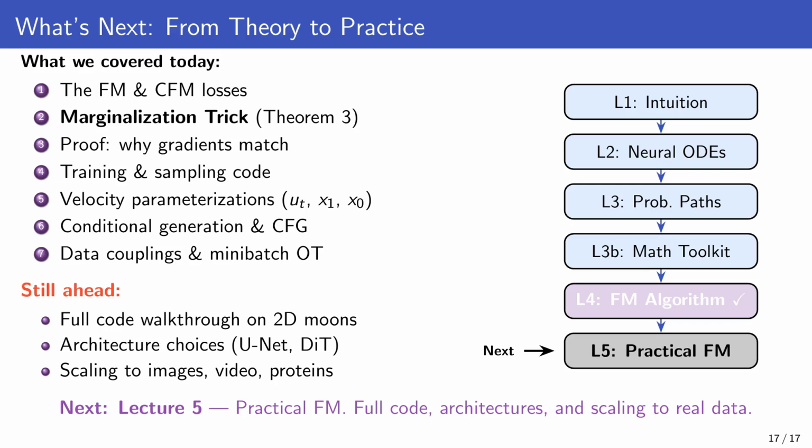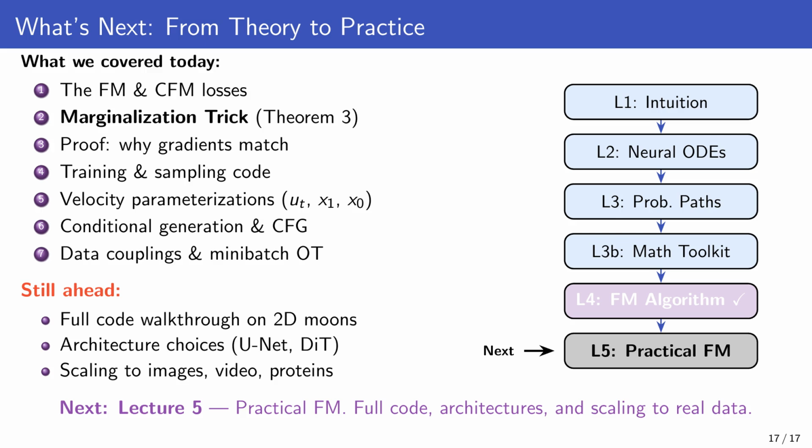Let us take stock of what we accomplished today. We now have the complete theoretical foundation for flow matching. We derived the flow matching loss and its conditional counterpart, the CFM loss. We proved, via the marginalization trick, that training with easy conditional velocities gives us the correct marginal velocity field without ever computing it directly. The proof relies on a beautiful property of Bregman divergences. Expectations pass through the loss gradient.